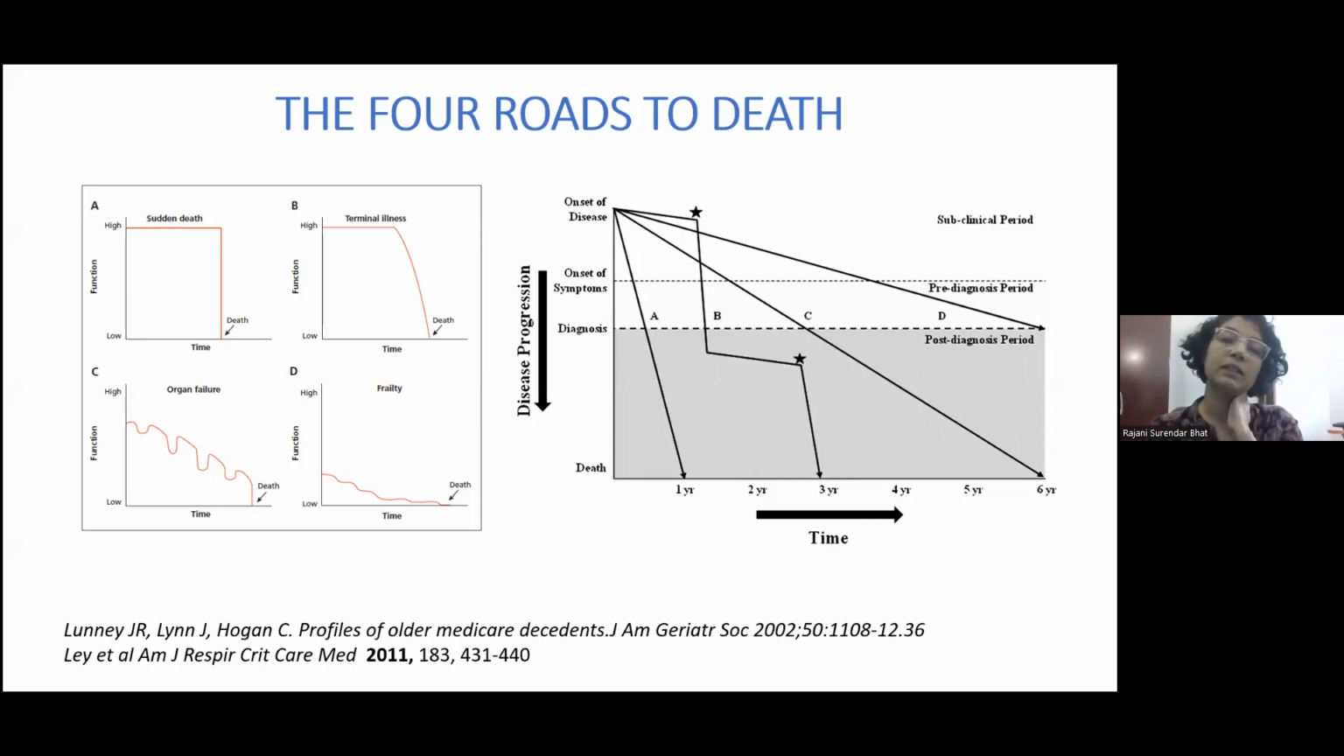A smaller number, maybe about 16% or so, will have a terminal illness that is diagnosed, which is rapidly progressing. And from the time of diagnosis to the time of death, it might be 6 to 9 months, and the end comes quite quickly.